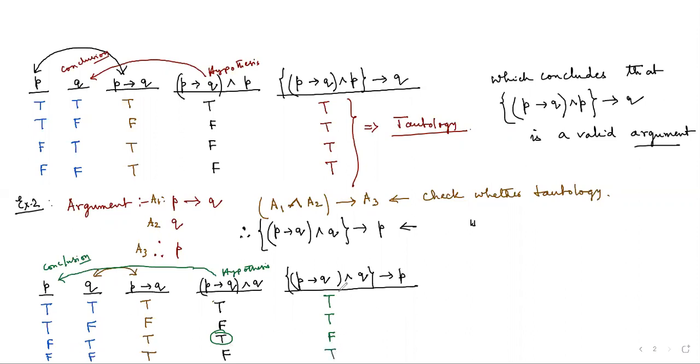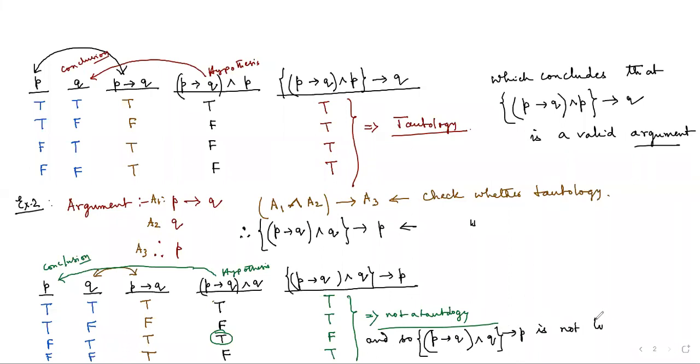Now you see that not all the truth values of this argument are true. And therefore, this is not a tautology. And so P implies Q and Q together implying P is not a logically valid argument.